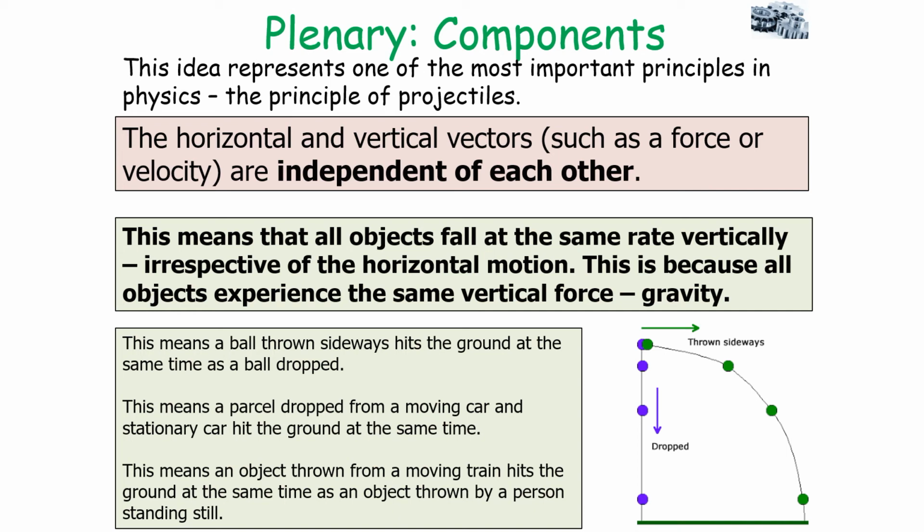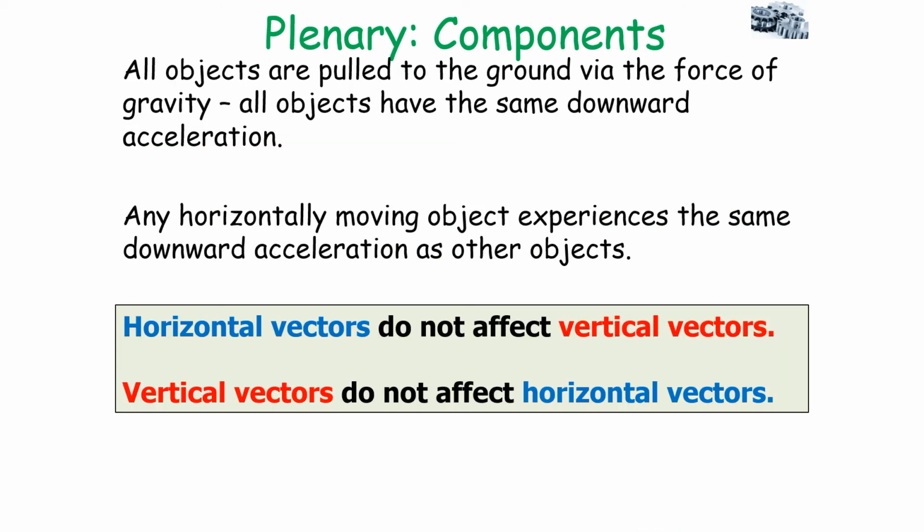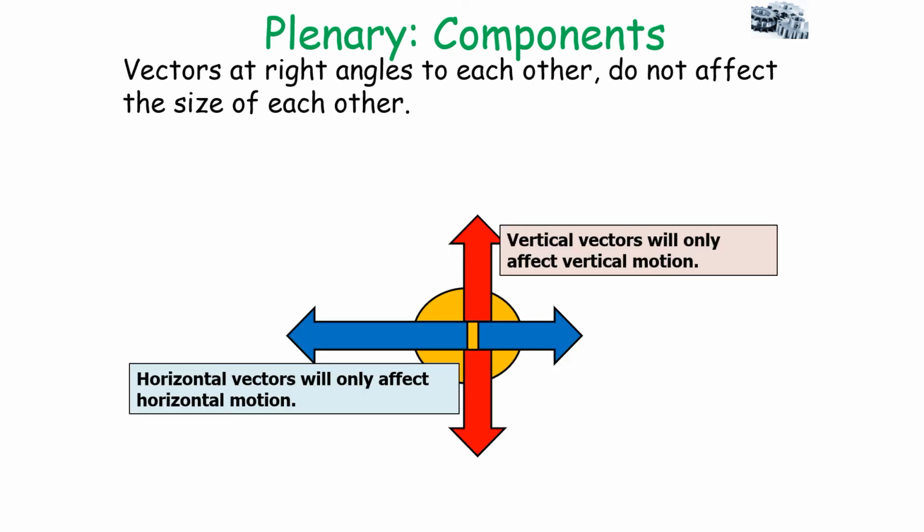This means an object thrown from a moving train hits the ground at the same time as the object thrown by a person standing still. So because all objects are pulled to the ground via the force of gravity, all objects have the same downward acceleration. Any horizontal moving object experiences the same downward acceleration as other objects. So horizontal vectors do not affect vertical vectors. Vertical vectors do not affect horizontal vectors. So vectors at right angles to each other do not affect the size of each other.